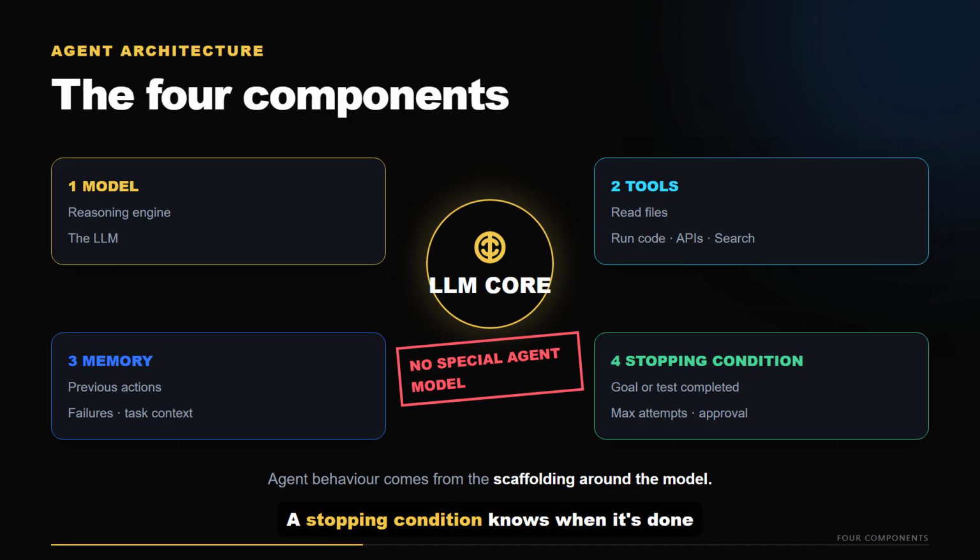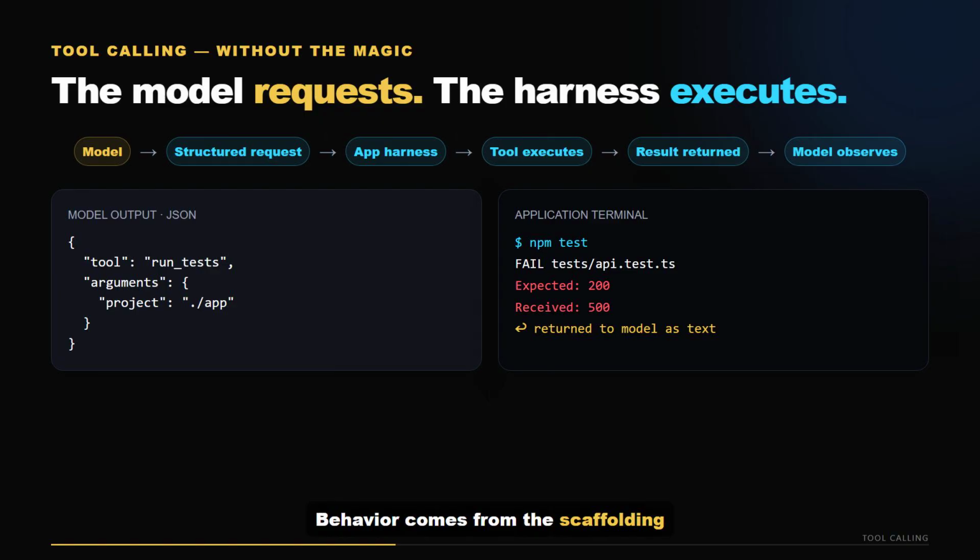Notice what's not on the list: a special agent model. There isn't one. The agent behavior comes from the scaffolding around the model, not from a different kind of AI. That's misconception number one, and interviewers love testing it.